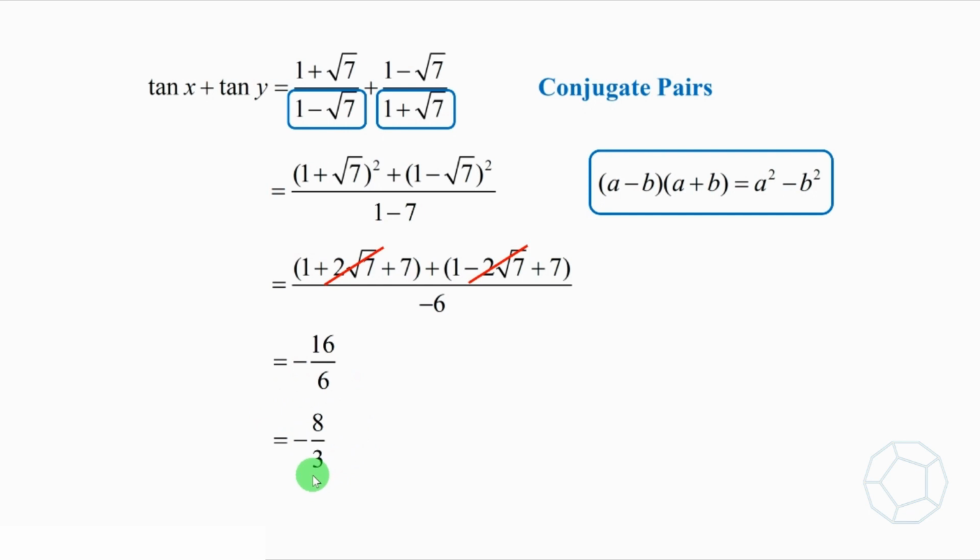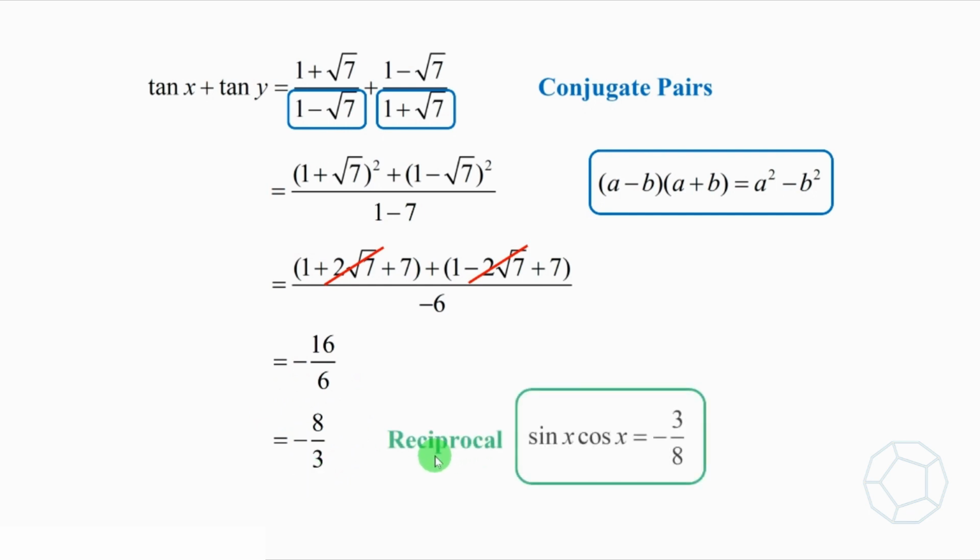This value is really nice. Can you see why? It is exactly the reciprocal of the product sine x times cosine x. So what is the reason behind? I shall leave this bonus part for you. You may watch the last minute of the video again to get the idea.